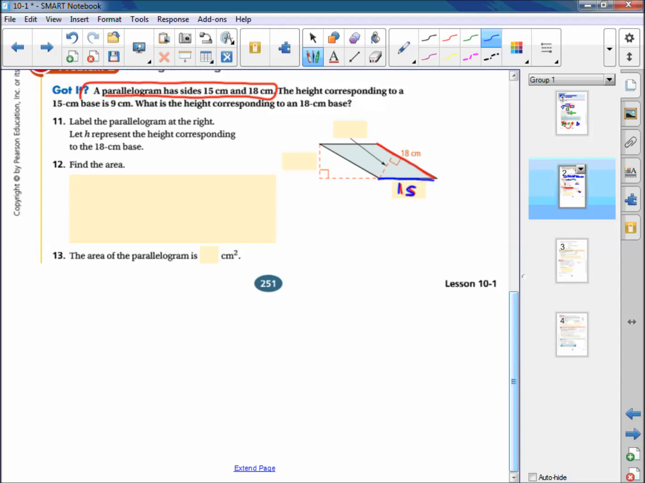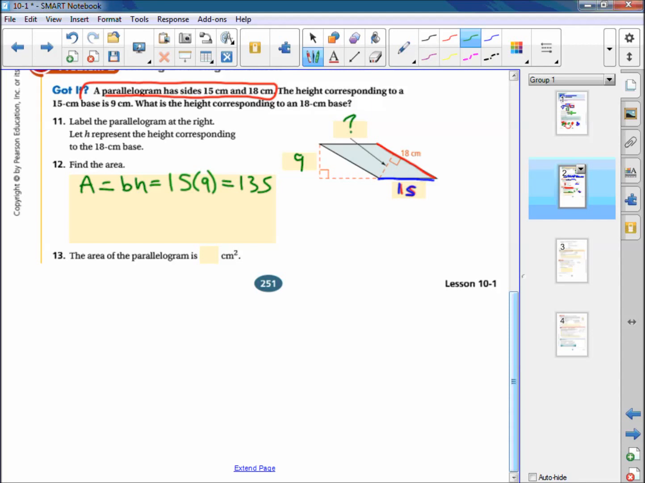Okay, and then it says the height corresponding to the 15 centimeter bottom is 9. So this is a 15 centimeter bottom. Its height is 9. I had to draw it outside the parallelogram this time. All right. So our job is to then find what is the height that corresponds to the 18 centimeter one. That's the question mark. So first off, let's find the area. We do know a base and height that correspond to each other. In this case, the 15 and 9 go together. So the 15 base goes with the 9 height. And 15 times 9 will give us an area of 135.